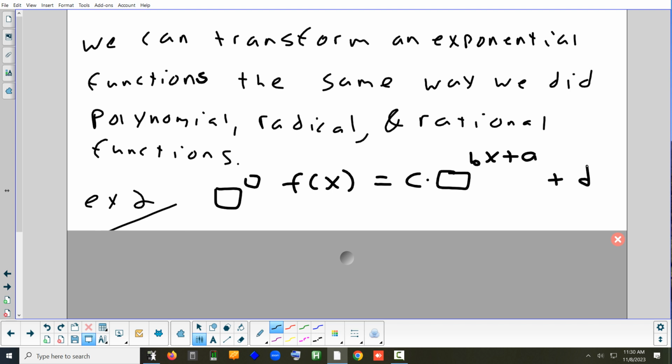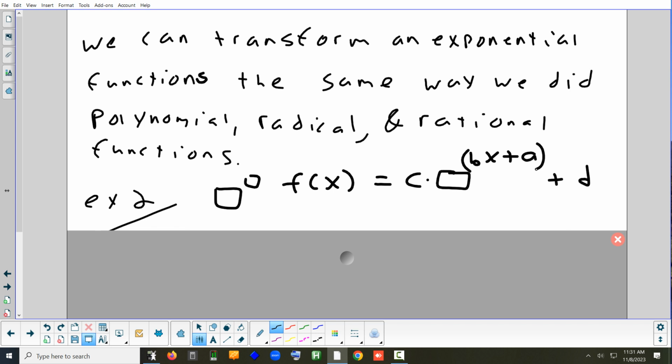How about B? It's still inside the exponent, but it's multiplication instead of addition or subtraction. Yeah, it's a horizontal stretch or compression. If it is a bigger number, it's going to cause it to compress. A smaller number causes it to stretch. So if you put in a 2 for B, the way I would say it is horizontal compression by a factor of 2. If you put in 1/4 for B, I would say horizontal stretch by 4.